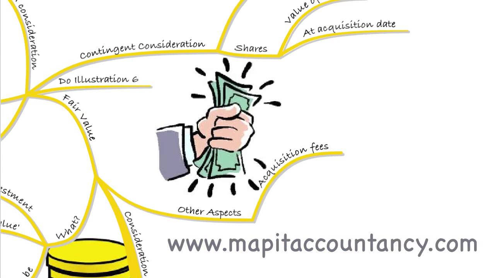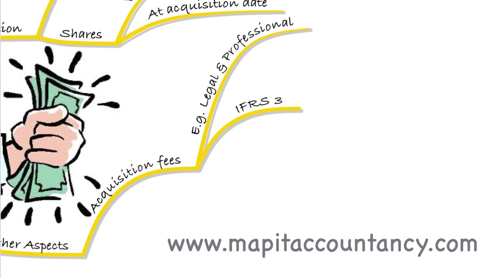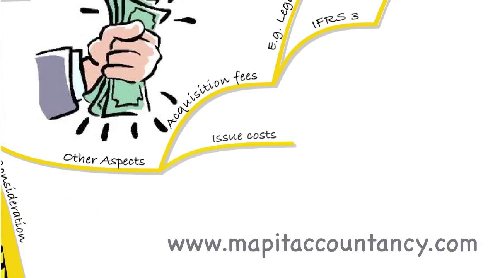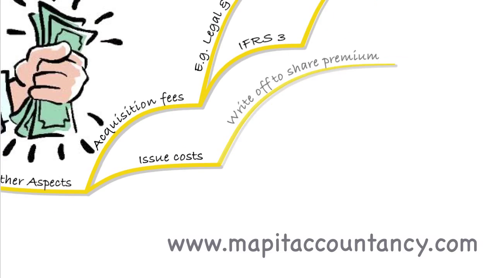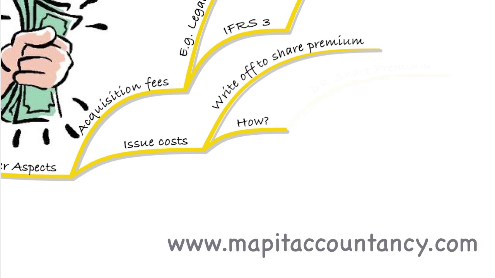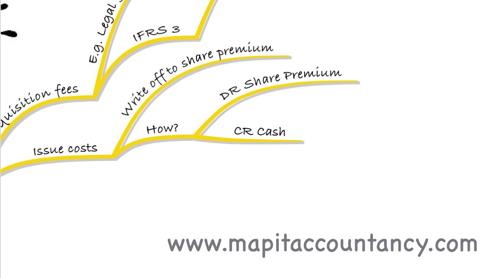Other aspects, when we're talking about acquisition fees, for example, legal and professional fees, remember IFRS 3 says that we write those off to income. If we have issue costs, those issue costs are written off to the share premium account. So if you have issue costs for equity, you write them off to the share premium account by debiting share premium and crediting cash.